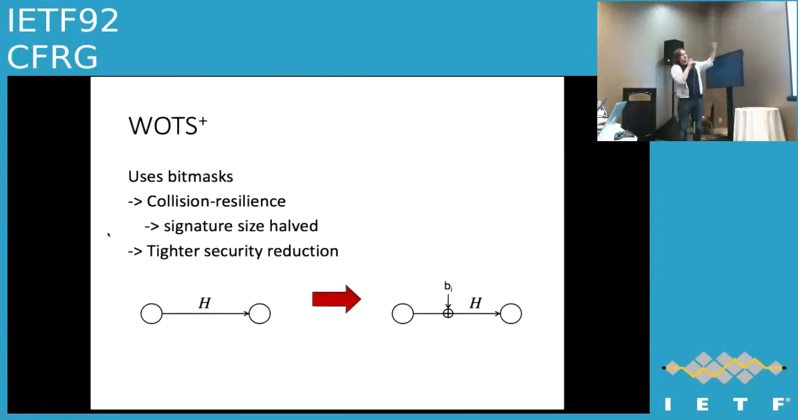So the difference between our Winternitz and the one used in the draft before is that it uses bit masks. So if a chain is computed before the hash function is applied, there's an XOR with a set of values which are in the public key. And this allows us a security reduction without collision resistance, and hence we get half the signature size.